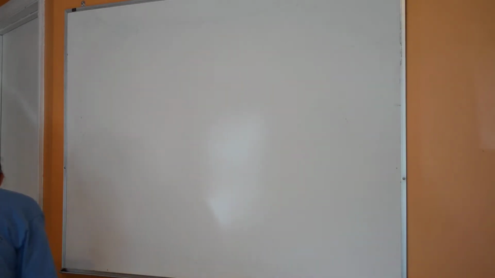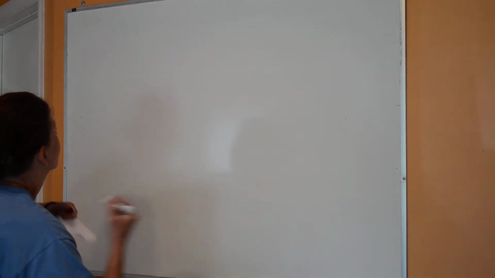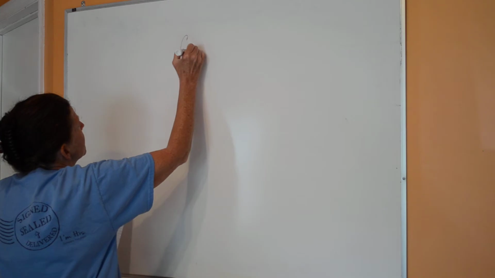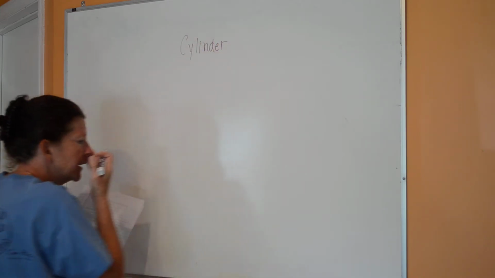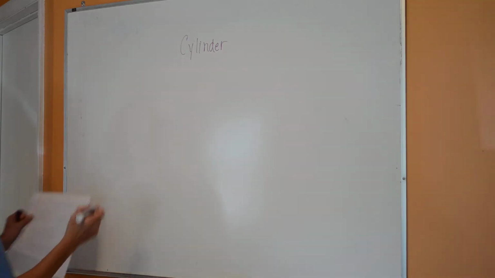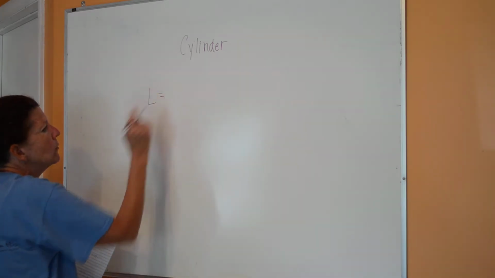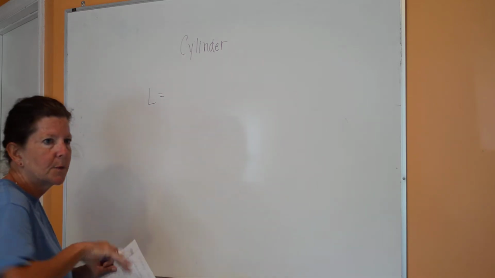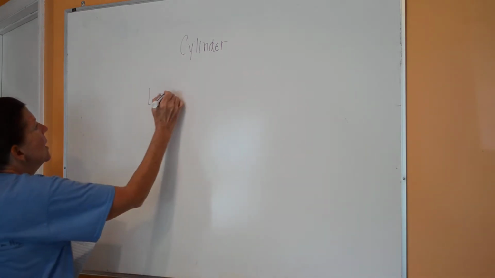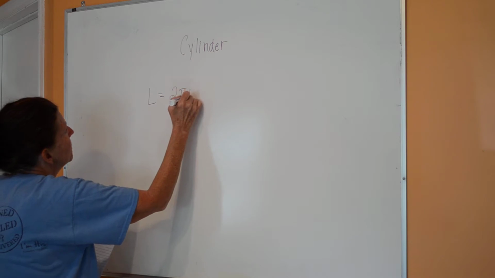We're discussing 12.4, the surface area of a cylinder. A cylinder is like a can. First, we're going to talk about the lateral area. Remember, lateral area is the area around the outside of it. When we were talking about a box, it was the area around the box. The lateral area is 2 pi r h.